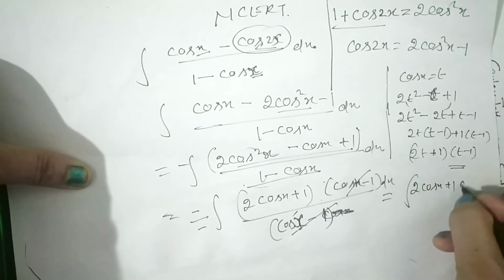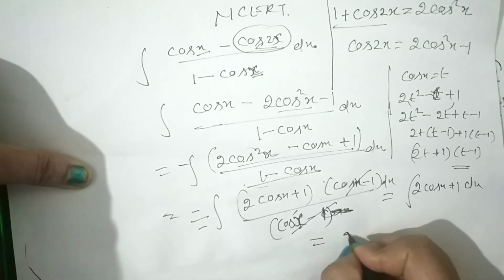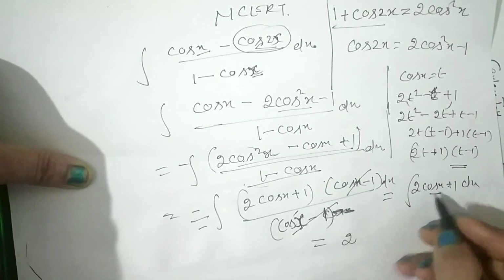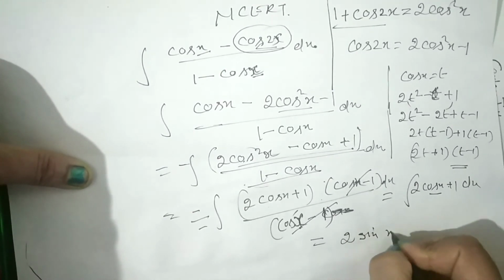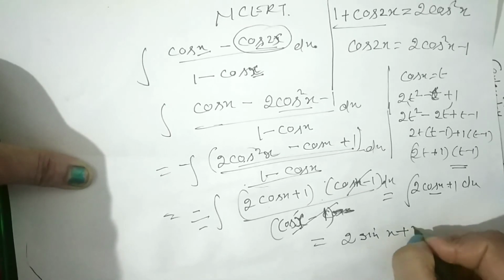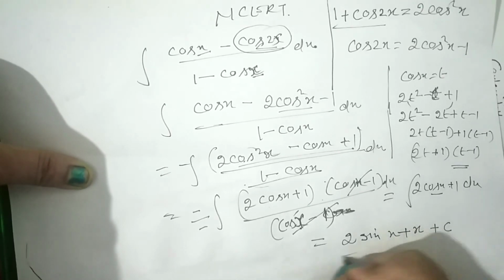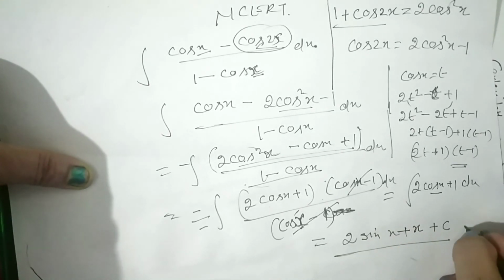So the integration of this: 2 is a constant and will remain the same. The integration of cos x is sin x, and the integration of 1 is x, plus the constant of integration. So this will be the answer to this question.